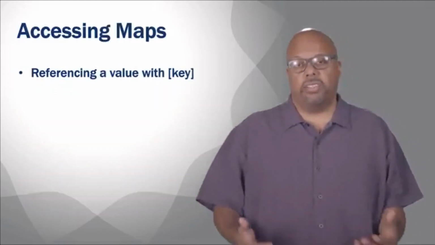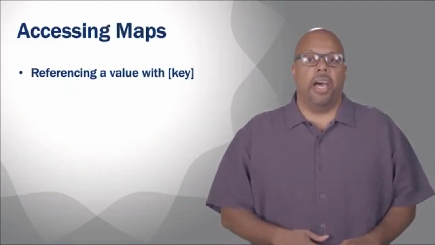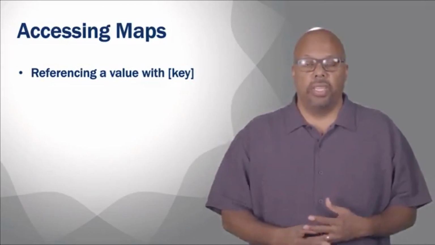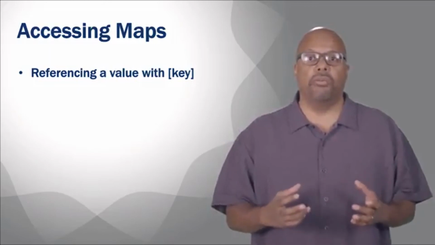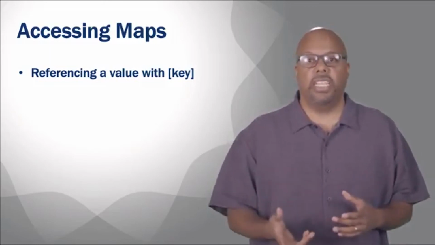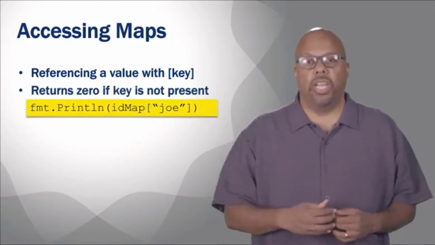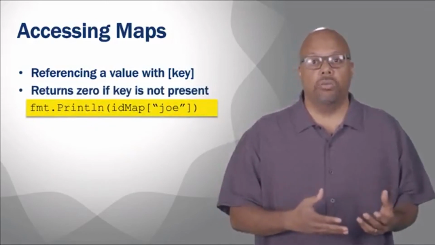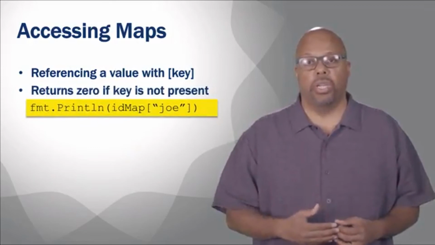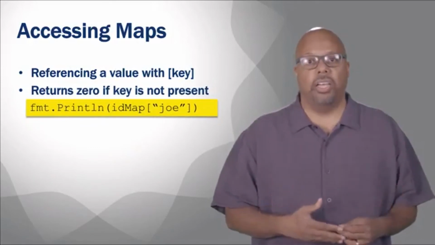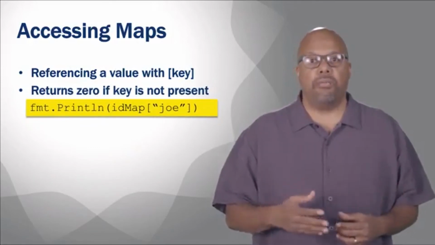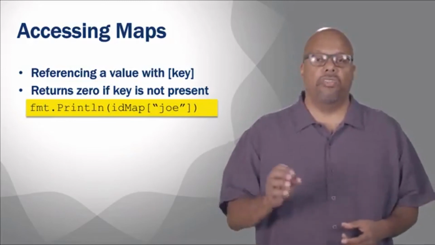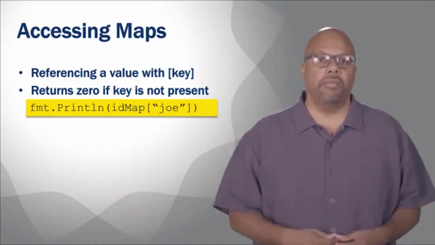Accessing maps. So how do you access the elements in a map? Actually, most of it is the same as the way you would access an array, except the index that you put in between the square brackets is actually the key. So if I want to read the value associated with the key Joe, in this case I'm doing a fmt.Println, ID map, and then in brackets I give the string Joe, and that will return the value associated with Joe, and it'll print that.